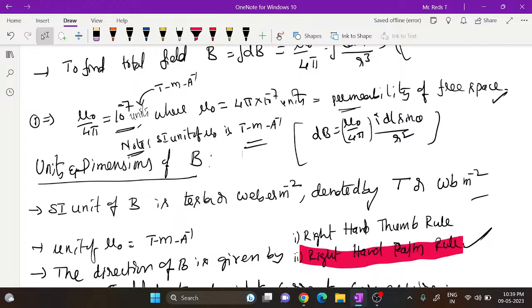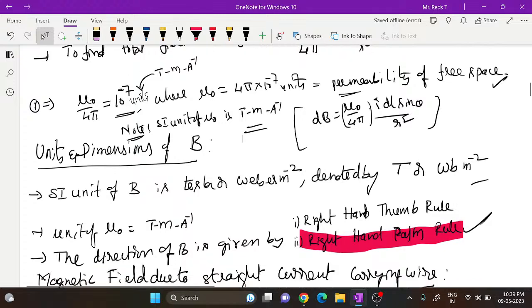From that, we can write the dimensional formula of mu naught, the permeability of free space, from the expression for magnetic field, and hence for mu naught also. Okay, so that is how we can do it. That we will discuss later on.